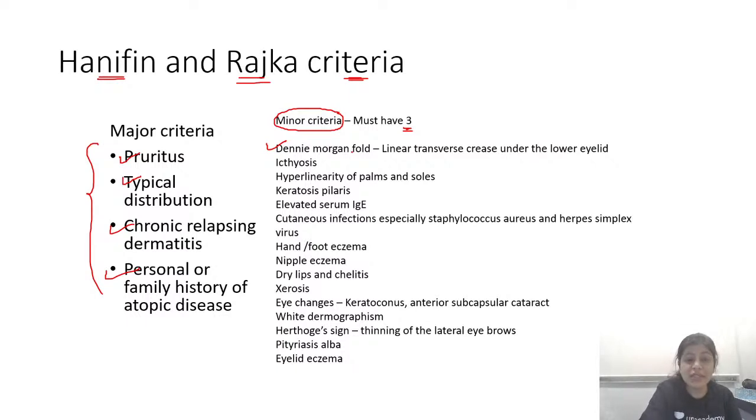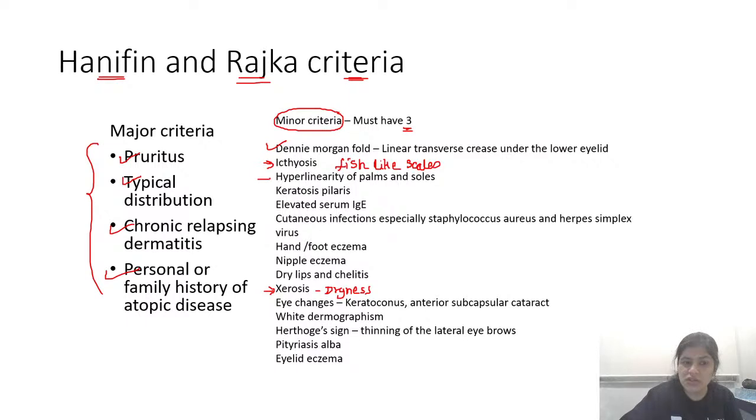Then next, you see ichthyosis. What is the difference between ichthyosis and xerosis? If you see the criteria, you have ichthyosis as a criterion, you also have xerosis as a criterion. Xerosis is just dryness of the skin. You can see the skin is quite dry. What is ichthyosis? Ichthyosis is where there is not just dryness, but you also have additionally fish-like scales, especially on the legs, on the extensor aspects. So that is ichthyosis.